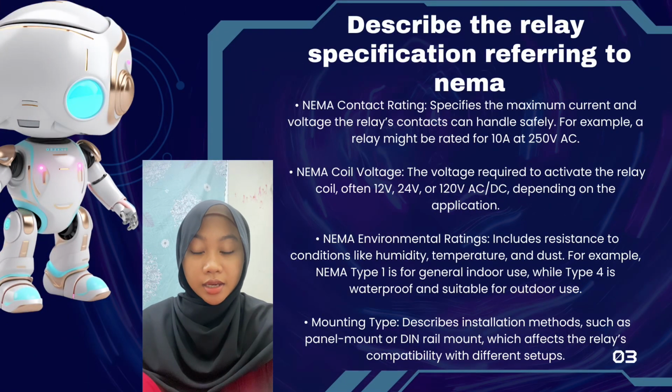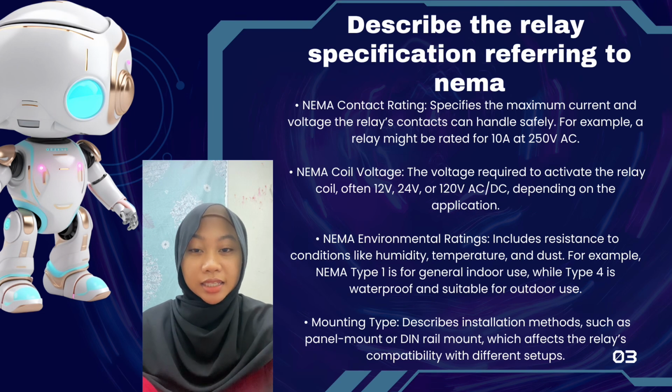So today we'll present about a relay topic. The first one is relay specification referring to NEMA. There are 4 relay specifications, that is NEMA contact rating. It specifies the maximum current and voltage the relay's contacts can handle safely. For example, a relay might be rated for 10 ampere at 250 volt AC.